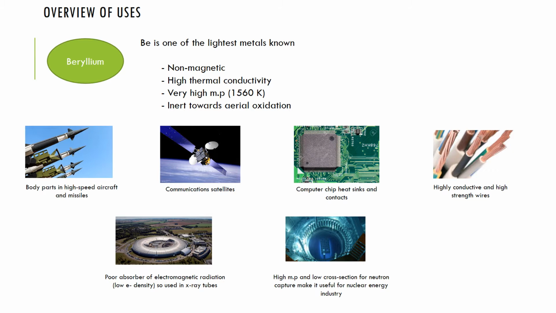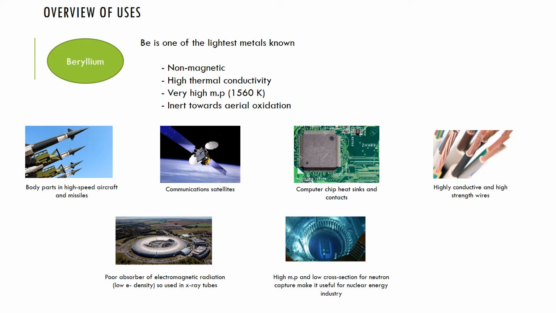So just like some of the group 1 metals, you tend to find them in situations whereby light metals are required. So you can see some examples of their uses here. Beryllium is used in body parts in high-speed aircraft and missiles. It's used in communication satellites. Because of its high thermal conductivity, it's used in computer chip heat sinks. And one interesting application is born out of its lack of ability to absorb electromagnetic radiation.